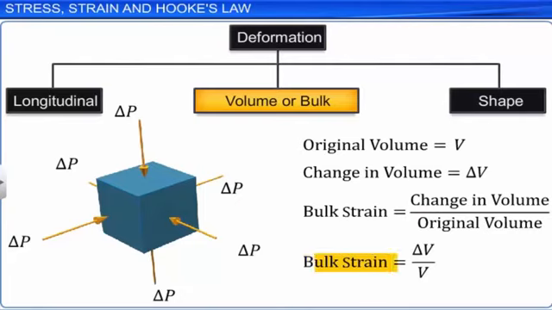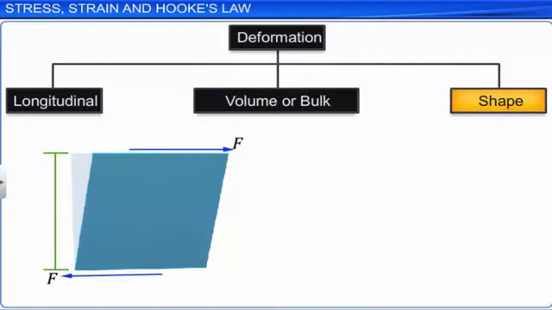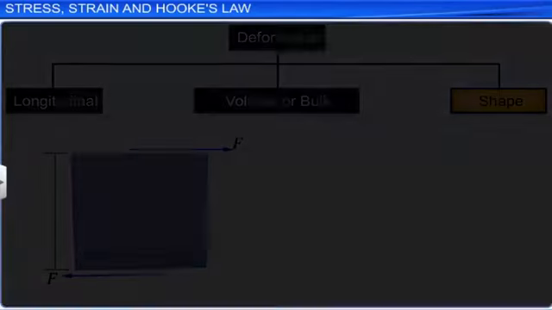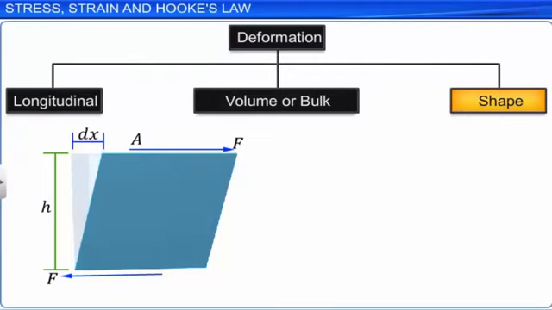When a force is applied to the top surface of the body tangential to it, the top surface is displaced laterally with respect to the bottom surface by length dx. Simultaneously, the vertical face of a body normal to the direction of the force applied is tilted through an angle gamma from the vertical. If the vertical height between the two horizontal surfaces is h, then using the geometry of the right triangle, we get the trigonometric ratio tan gamma is equal to dx by h.